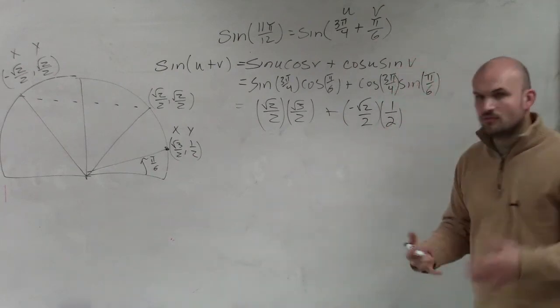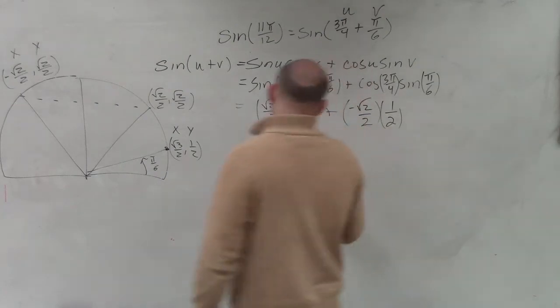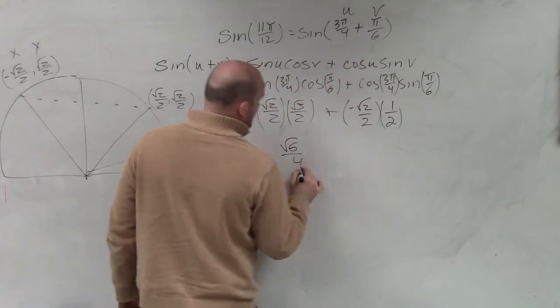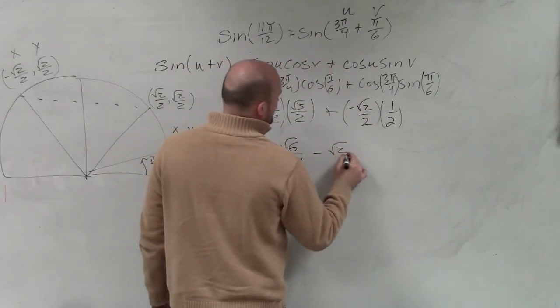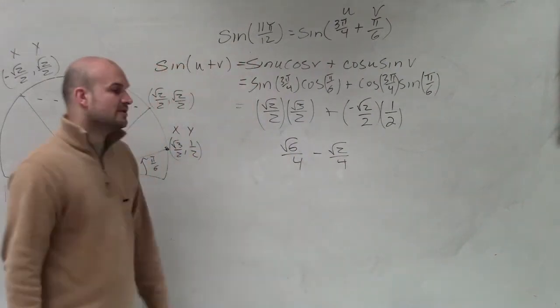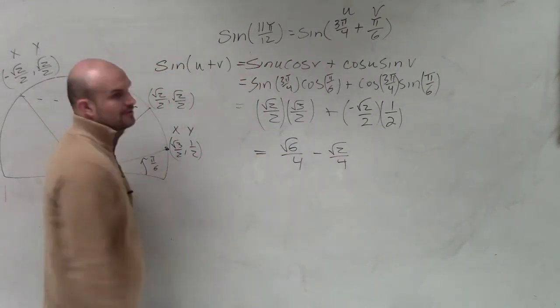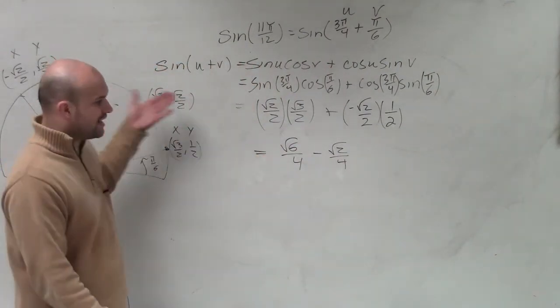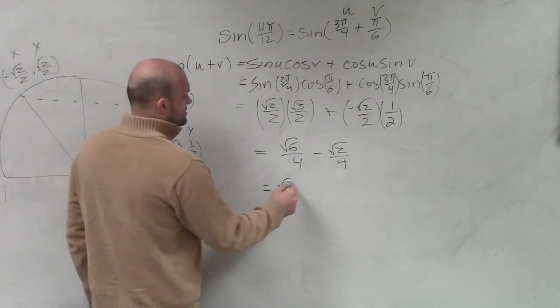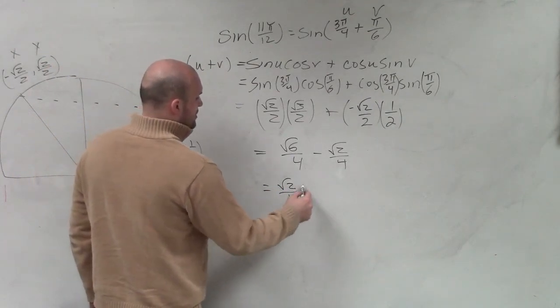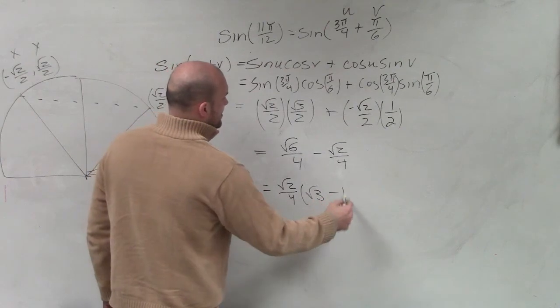Now, we just multiply across. So this becomes the square root of 6 over 4, and this becomes minus the square root of 2 over 4. Now, again, we look at them and ask, what can we factor out? Well, we can factor out the square root of 2 over 4. So therefore, my final answer is square root of 2 over 4 times the square root of 3 minus 1.